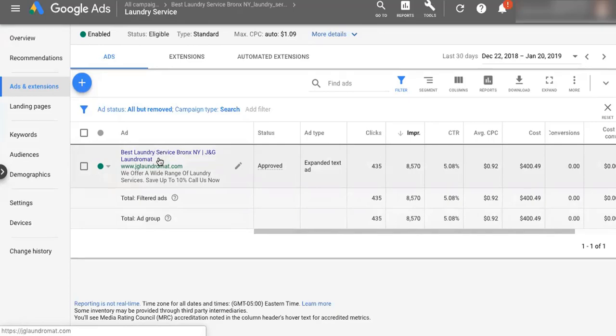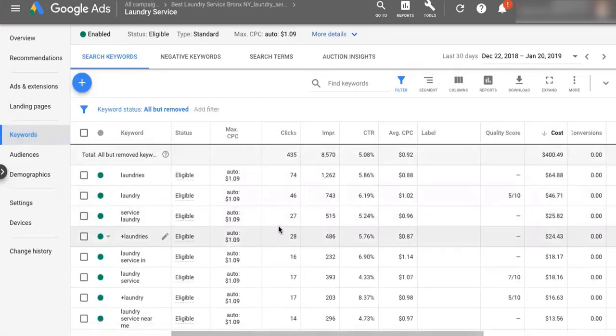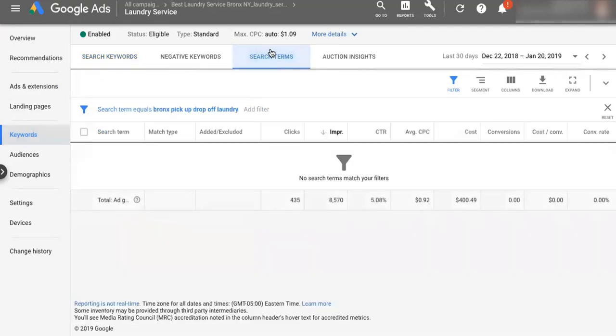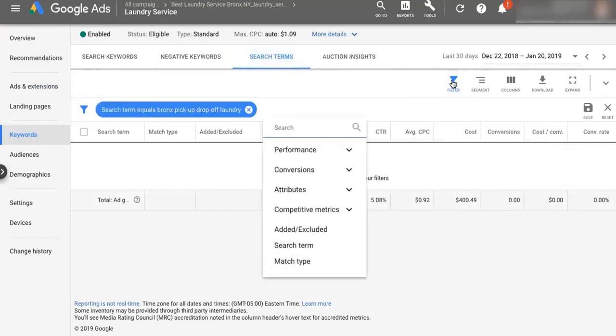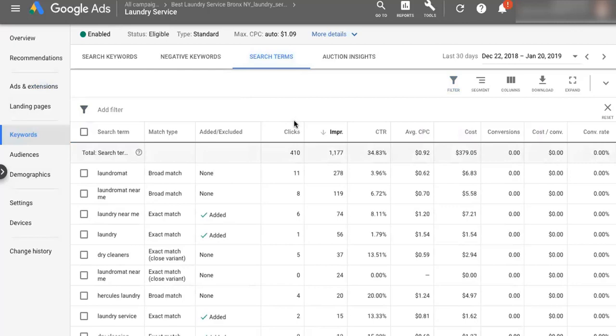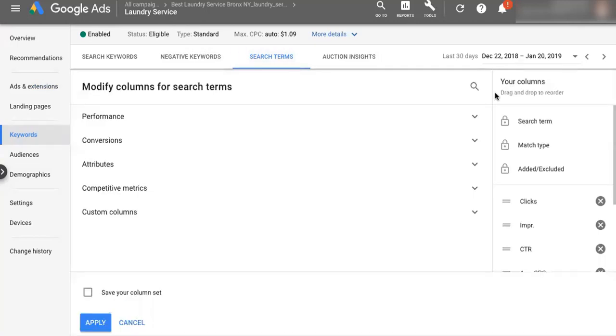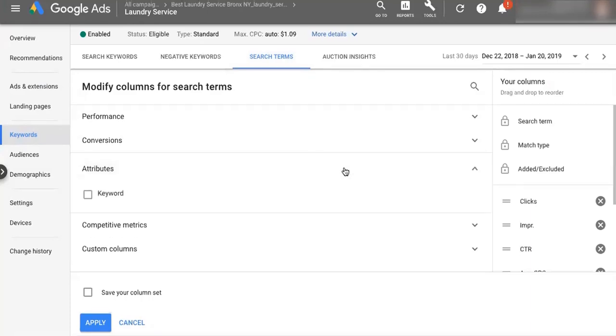So if you click on the keywords tab again, by the way, this is exactly what you see all the time. And click on the search terms menu item at the top. Get rid of the filter you've got. Bronx pickup. There you go. Click on that cross to get rid of it. Right. Go to columns, top right-ish. Change columns. Attributes, I think it is. Click on attributes. And then keyword.